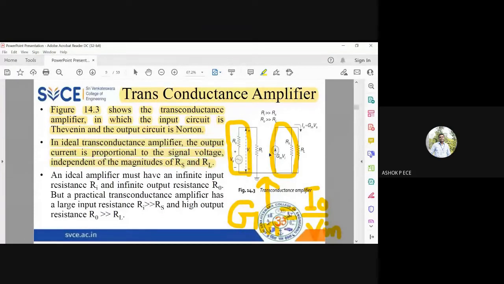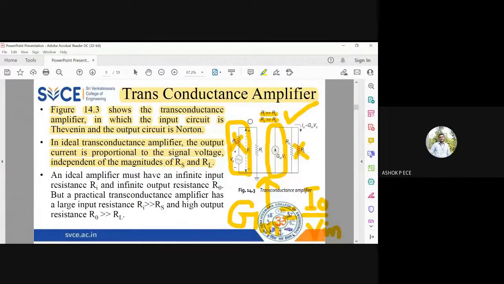Again, this Gm is independent of Rs and RL. The gain should not depend on the circuit parameters. The source resistance and load resistance are the parameters you have here, so my gain should be independent of these two parameters. And you know the condition for Ri and Rs, Ri and R naught. Whenever you have a Thevenin's equivalent circuit, Ri should be the largest because it should draw less current. Whenever you have a parallel circuit, RL should be the least because it should draw more current. That condition is satisfied here.